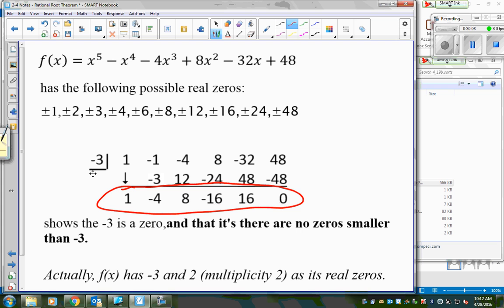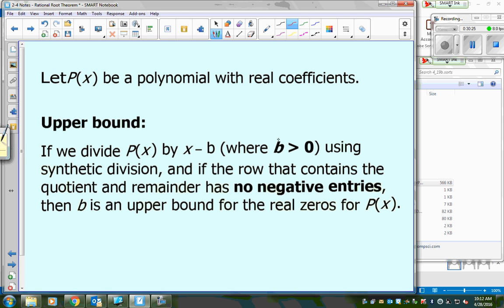And if negative 3 is the lower bound, then what numbers do I not need to worry about? Negative 4, negative 6, negative 8. You don't have to test any of those because we just found, according to the theorem, that negative 3 is the lowest number that could possibly work. And then there's another theorem: if you test a positive number and it meets this condition, then it's an upper bound. You don't have to test anything above that. So that can help eliminate options.